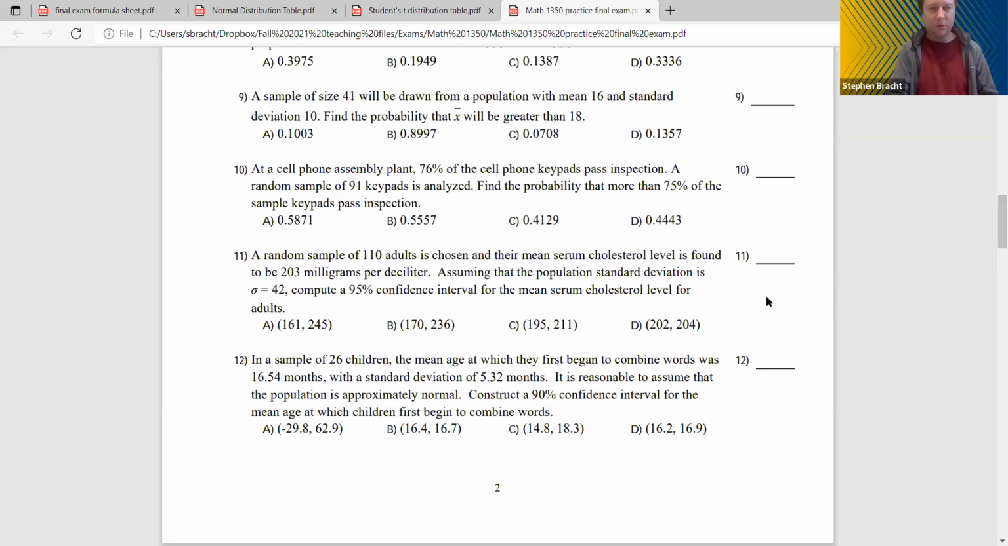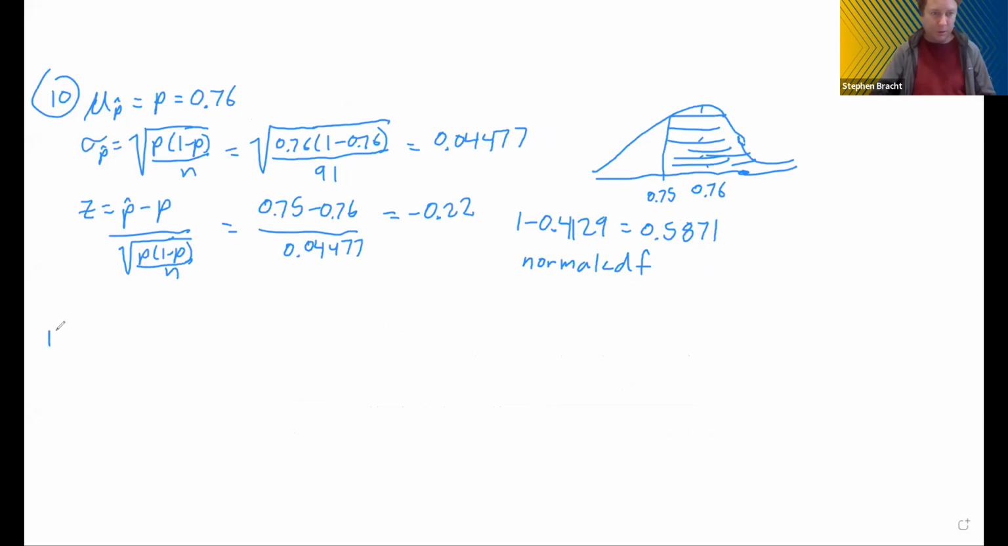Okay, so sigma is given, and we are trying to estimate the value of a mean. So the formula that we want to use for that is, let's write it down here. X bar minus Z alpha over 2 times sigma over the square root of n is less than mu is less than X bar plus Z alpha over 2 sigma over the square root of n. Okay.